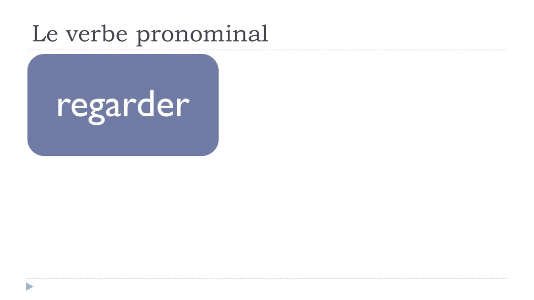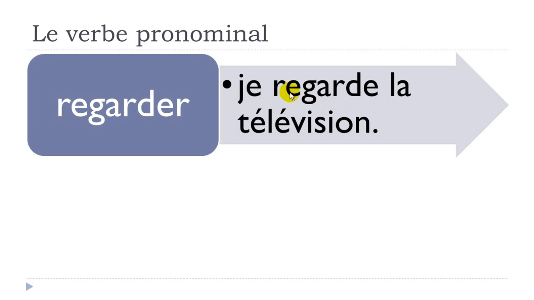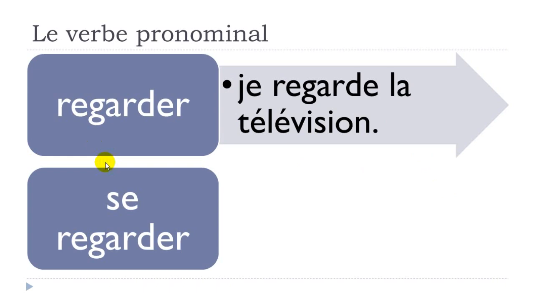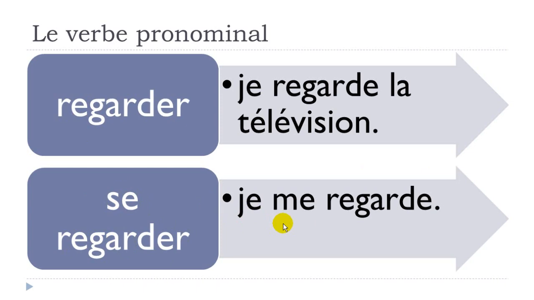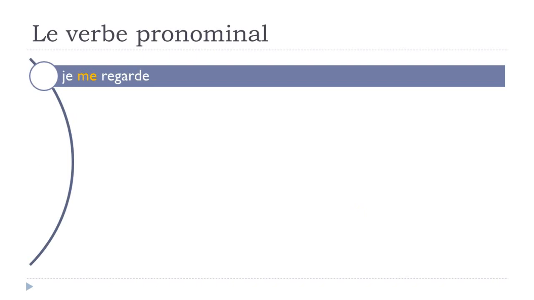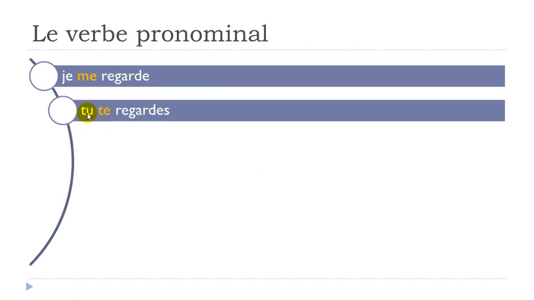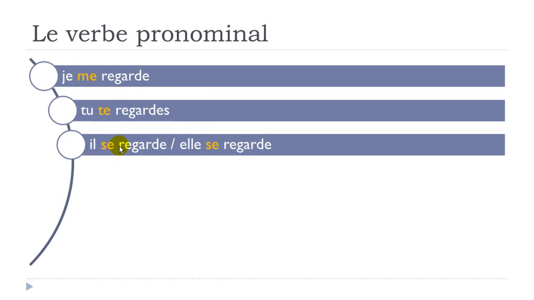So we'll take an example. So if we take the regarder verb, okay? So normally you will construct this sentence, je regarde la télévision, okay? I watch the television. Je regarde la télévision, okay? But then, if you use this se regarder, so as I said, to look at oneself, in that case, je me regarde. Alright, so you will have to add this me thing here before the verb. Je me regarde. Okay, so let's see how we will conjugate this verb at the present form. Je me regarde. Tu te regardes. Il se regarde. Elle se regarde.